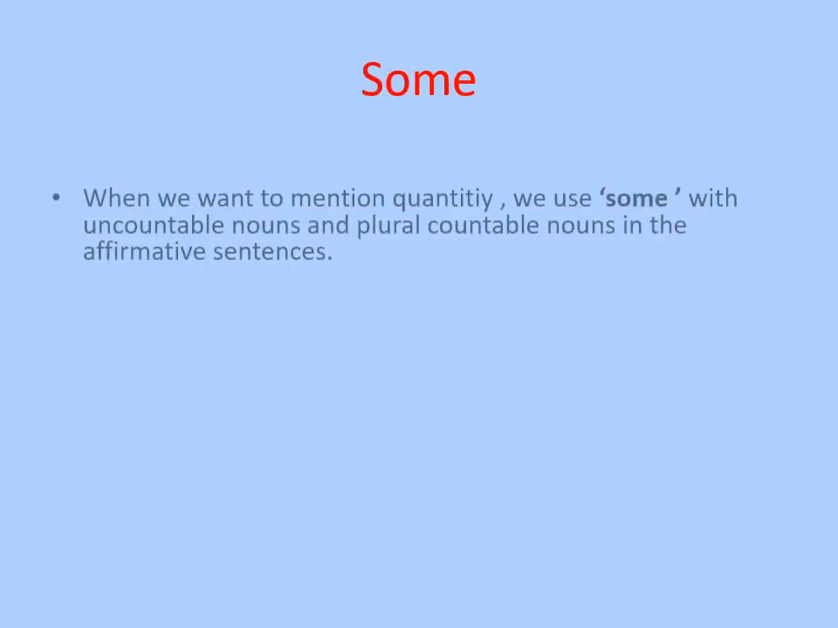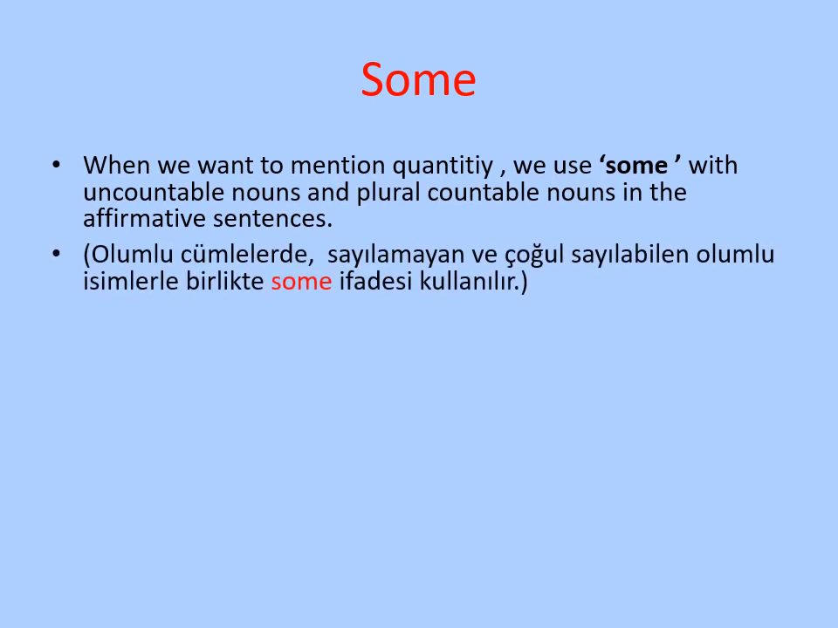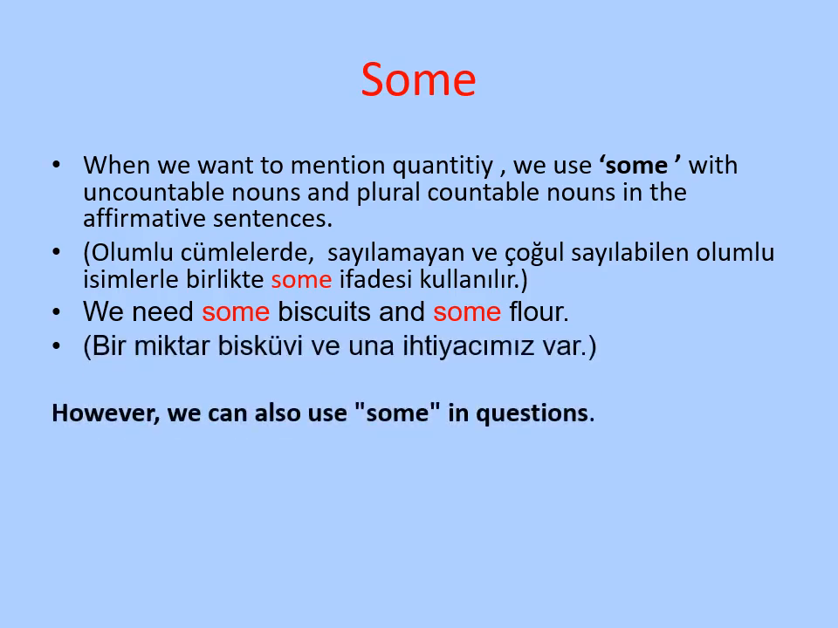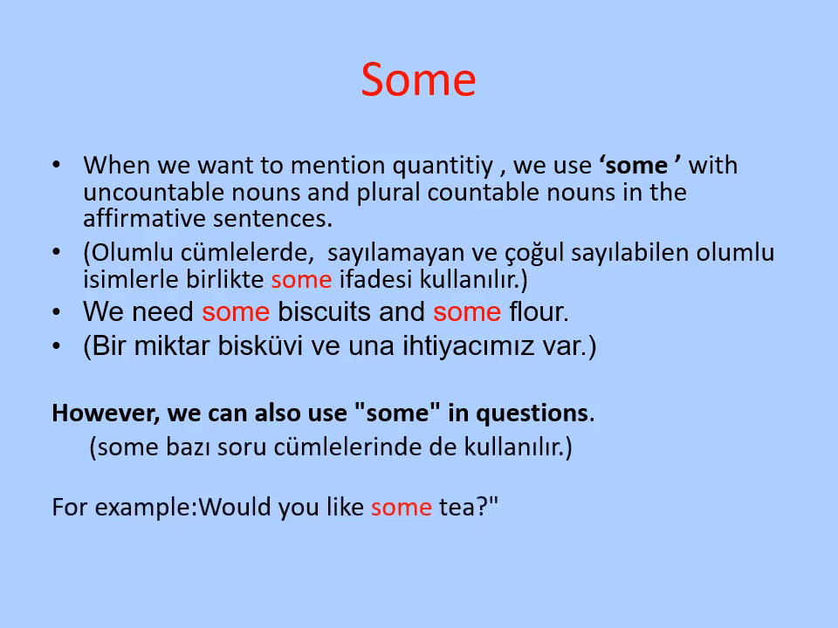Some. When we want to mention quantity, we use some with uncountable nouns and plural nouns in the affirmative sentences. For example, we need some biscuits and some flour. However, we can also use some in questions. For example, would you like some tea? In this sentence, we expect the answer to be yes.